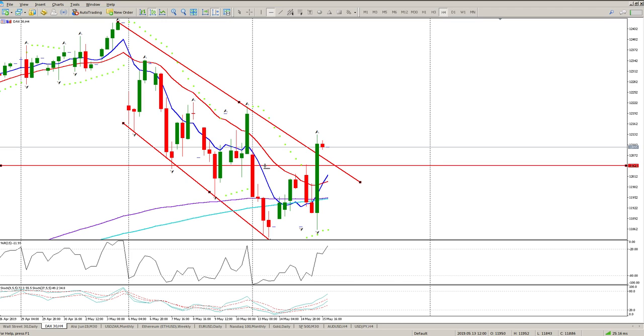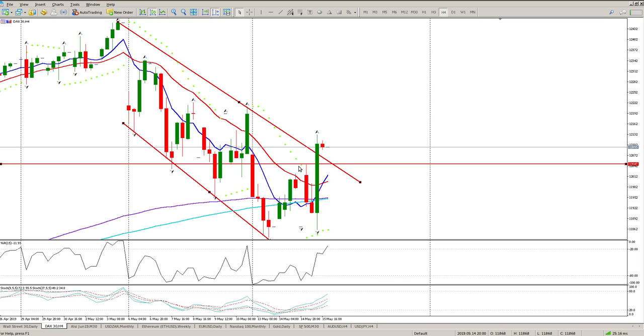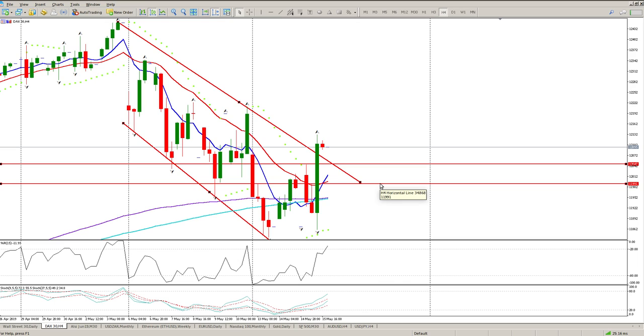Okay, now if I put my levels in, there's my first level. It's an inside tail there, and that would be my ideal level right there. Okay, so these are 11991 and 12047. Those are the two levels I'm looking at.